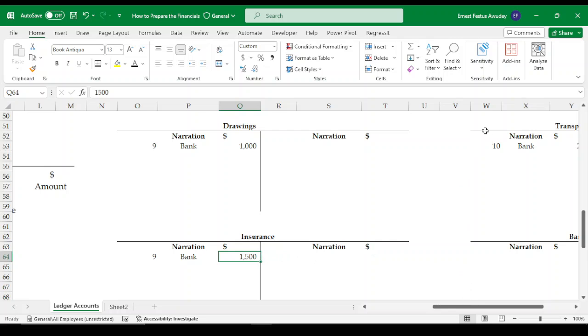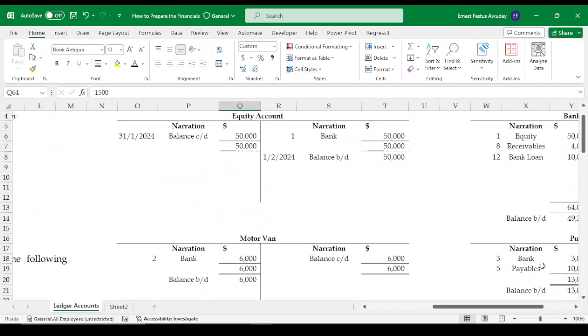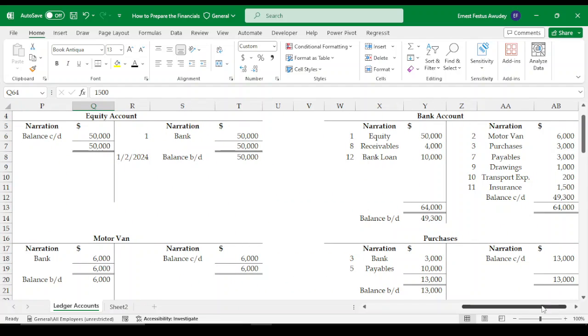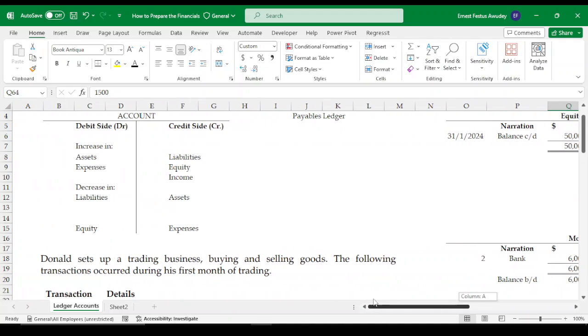So it's going to produce 1,000 in the bank account, which is an error because the amount involved is actually 1,500. But if I input 1,000, the account will still balance, but the figure I've put is wrong. So that is an example of an error that is not revealed by the trial balance, and we call it an error of original entry. There are so many errors that are not revealed by the trial balance.